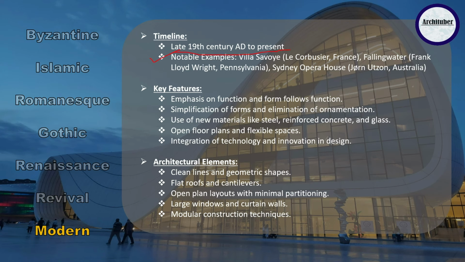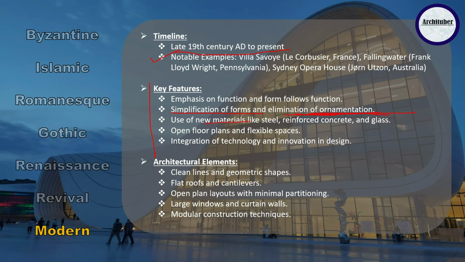These are some of the examples. Talking about the key features, they emphasize function, form follows function, and simplification of forms, elimination of ornamentation. So in modern architecture there's no ornamentation. Now it is all minimalistic.